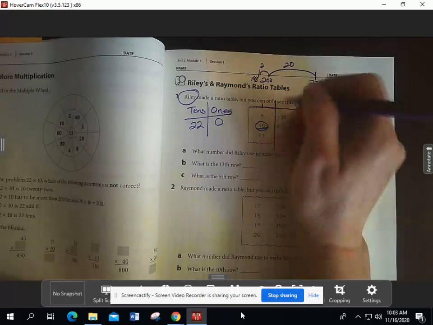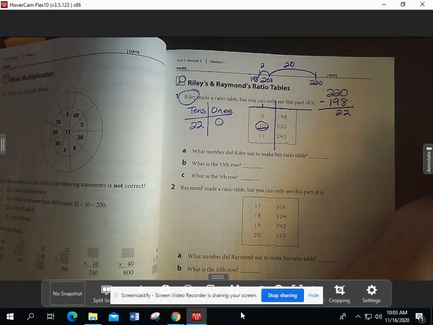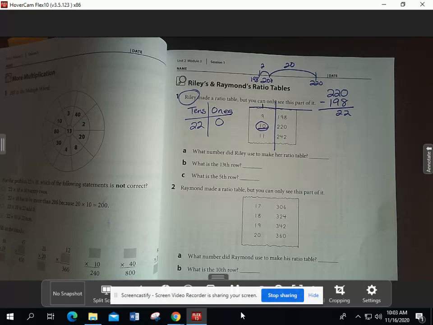Luke, what kind of ratio table are we making? What will we name it? It's a what table? Oh, you weren't here to know that. Let's look at our ratio tables. Our ratio tables have names.